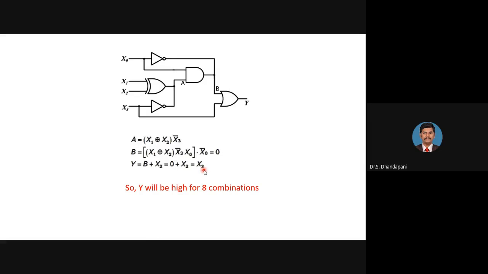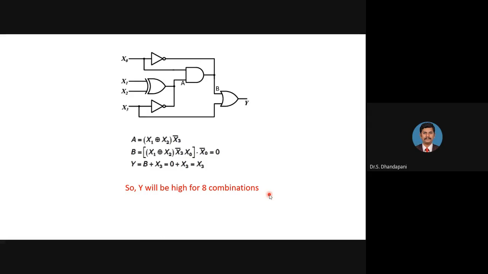So if we write the truth table with X0, X1, X2, X3, whenever X3 equals 1, the output will be equal to 1. We can count that out of the 16 combinations, in 8 combinations X3 will be equal to 1. So Y will be high for 8 combinations. A 4-variable truth table will have 16 combinations. In the 16 combinations, 8 combinations have X3 equal to 1 and 8 combinations have X3 equal to 0. When X3 equals 1, Y equals 1. So the final answer is that Y will be high for 8 combinations.